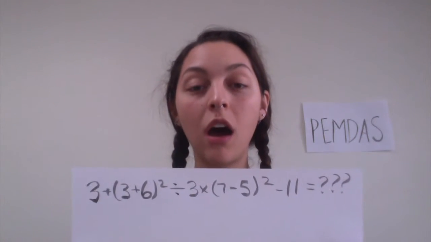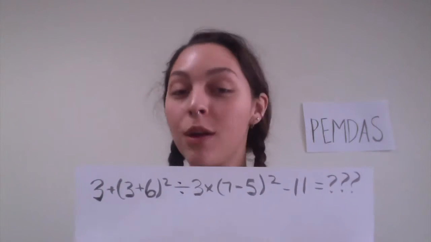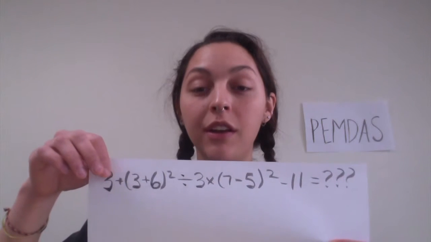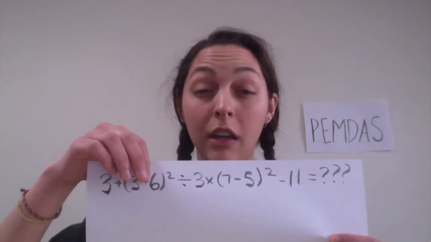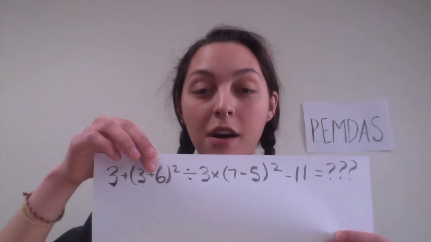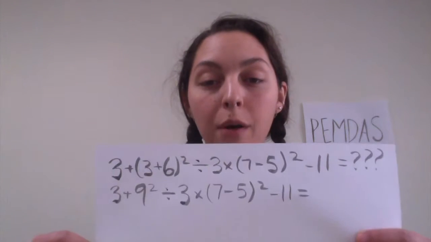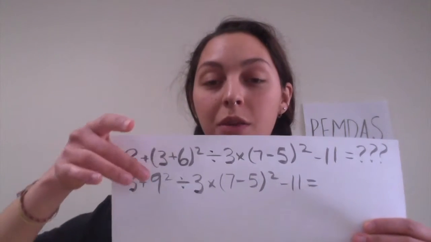Well, our good friend PEMDAS tells us P. We start with P, parentheses. So, how it works is you start at the left side of the equation and just keep going across until you find your first instance of parentheses right here. So, you do that first. Now we can rewrite our equation as such because 3 plus 6 equals 9.